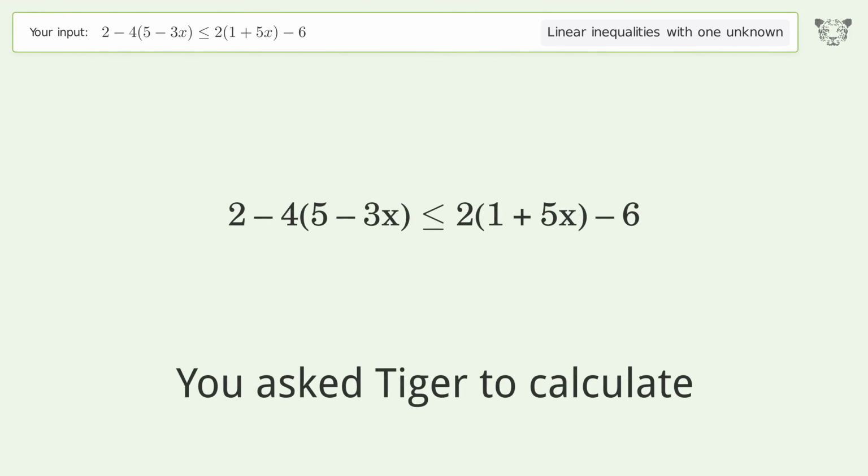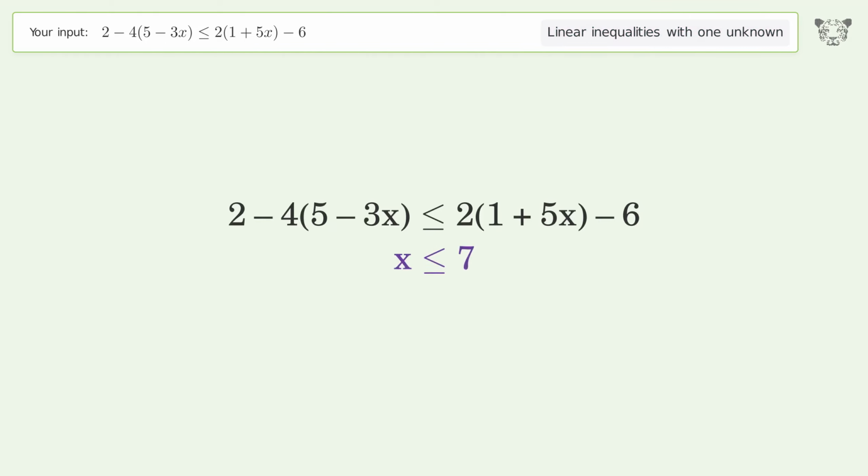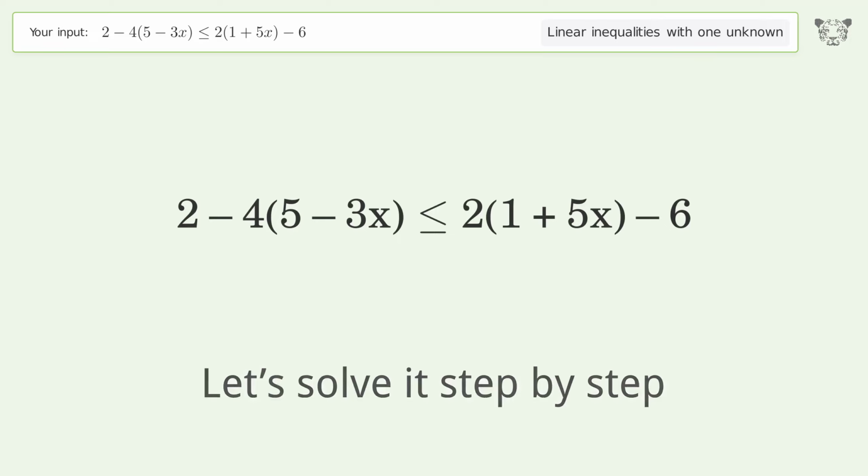You ask Tiger to calculate. This deals with linear inequalities with one unknown. The final result is x equal or smaller than 7. Let's solve it step by step.